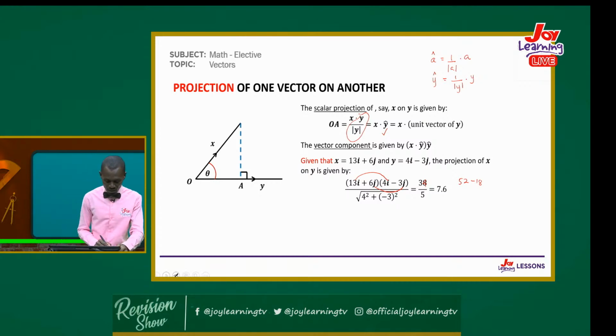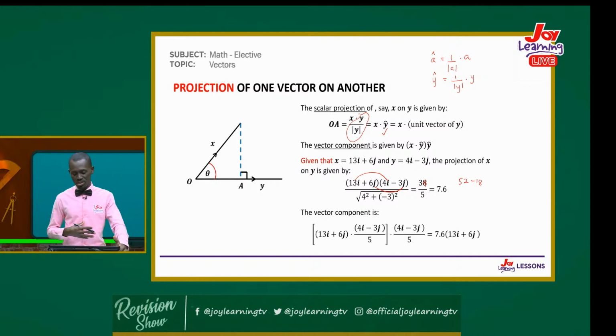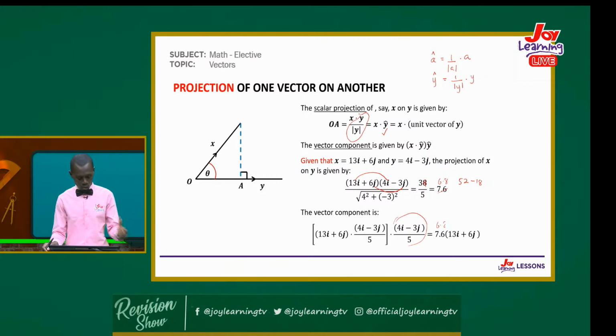Now, what about the vector projection? The vector component will be all of what we did multiplied by the unit vector. Remember, this is the unit vector. So we just simply multiply our final answer there, which should have been 6.8 really, by what we now have there. So that is a projection of one vector on another.